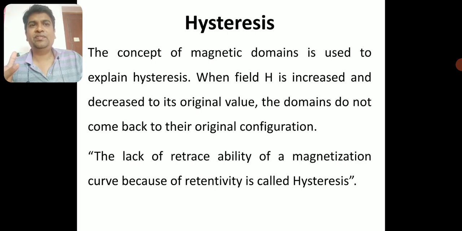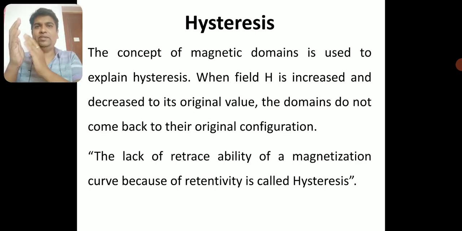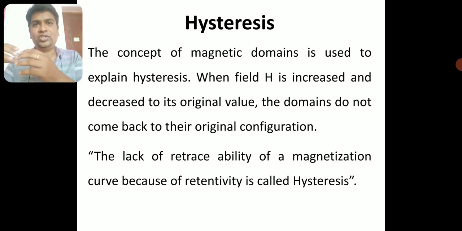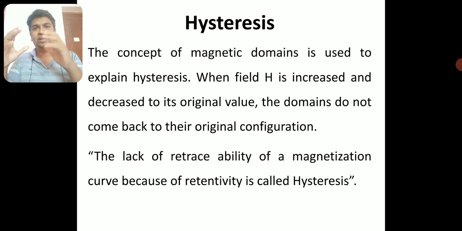The concept of magnetic domain, as I told you, is that the material is divided into domains, and in each domain the dipoles are oriented in one direction. But if you go from one domain to another domain, the direction of the dipoles will be different. They are randomly arranged. When a field is applied, the dipoles in the domains start aligning in the direction of the magnetic field, and this gives us the net magnetization.